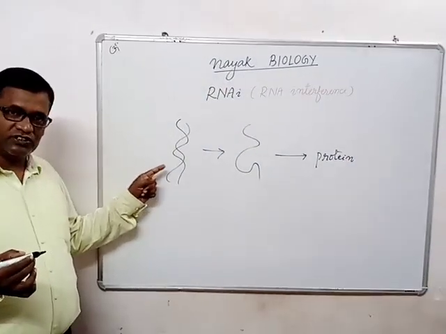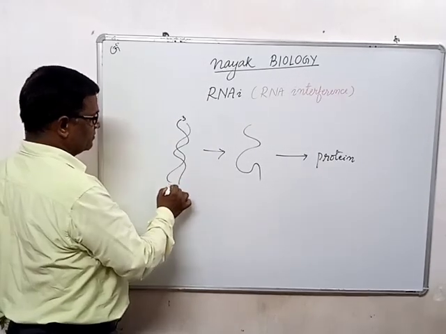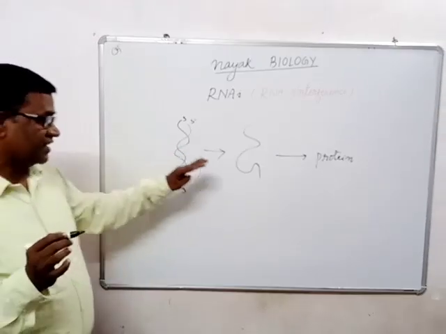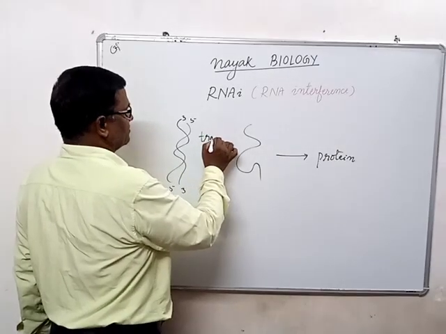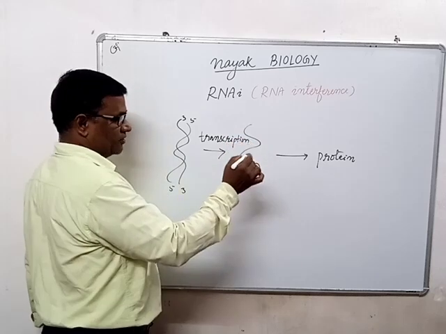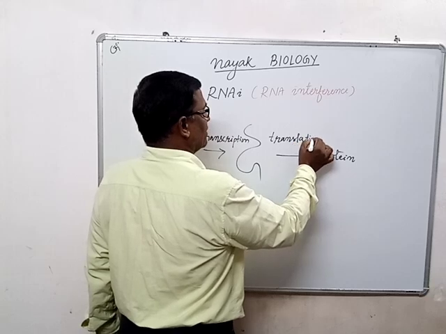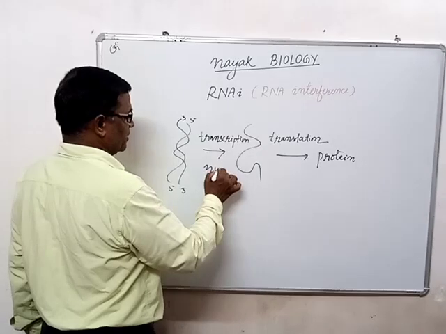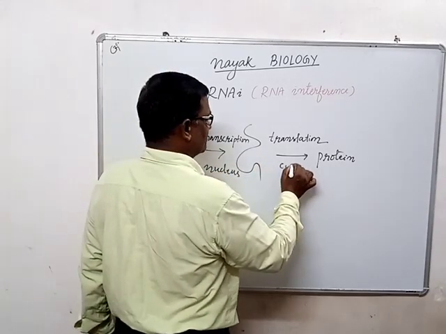The DNA, which is double stranded, has two polarities, 3'-5' and 5'-3', opposite to each other. When it forms the mRNA, that process is called transcription, whereas when the RNA forms the protein, that is called translation. Transcription occurs in the nucleus, as we know, and translation occurs in the cytoplasm.